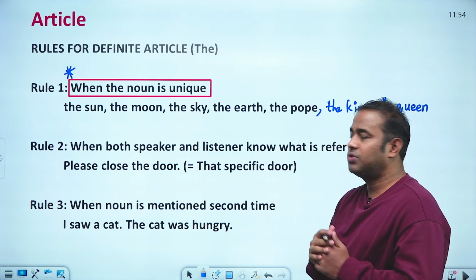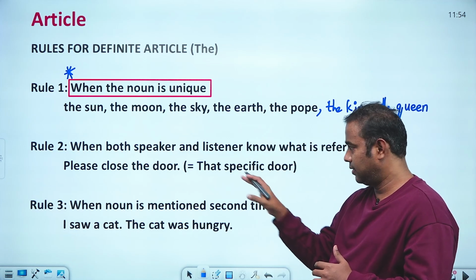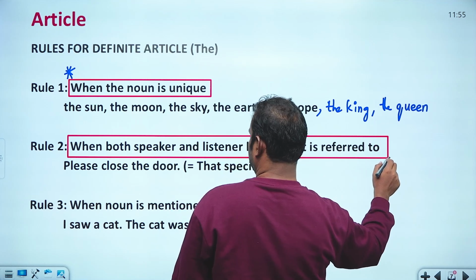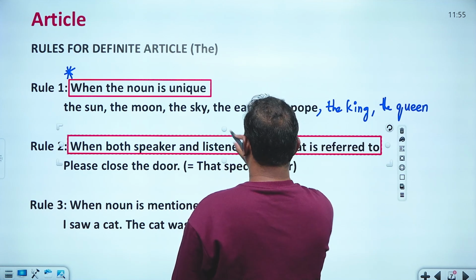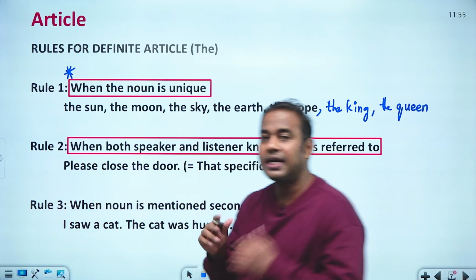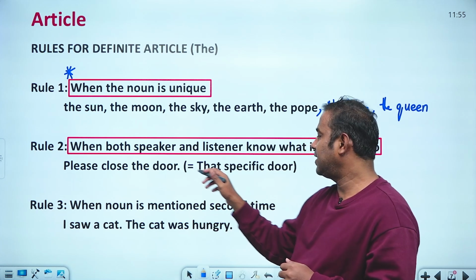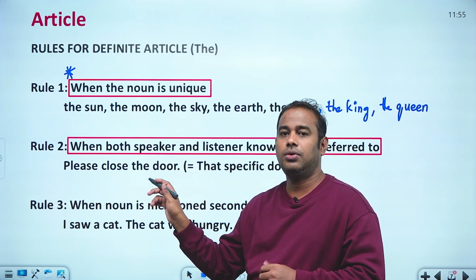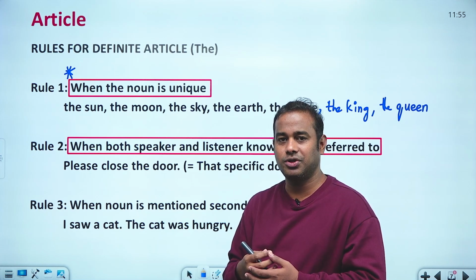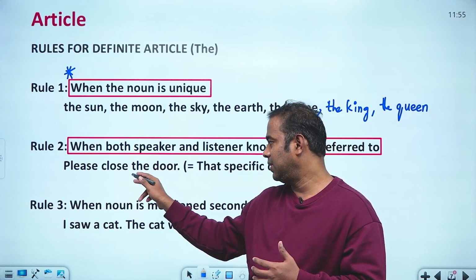Then, whenever both the speaker and the listener have already established a relation, at that time you can use the definite article. When the conversation is already established, we can say, okay, this is the guy. For example, please close the door. In a house, how many doors will there be? Normally there will be only one door for entry and exit. That's the reason why we say please close the door.